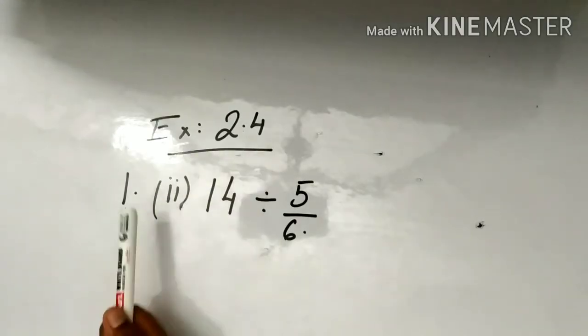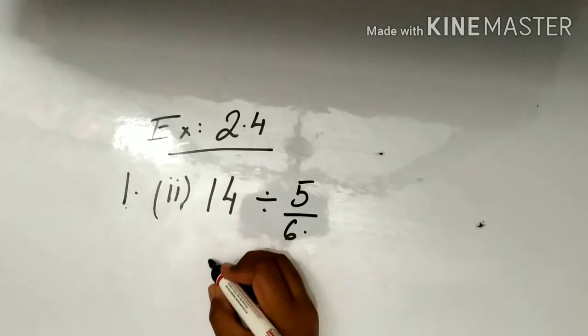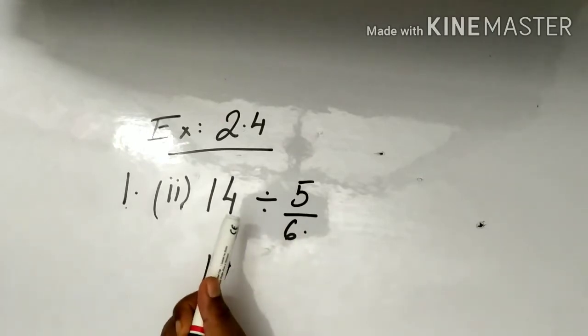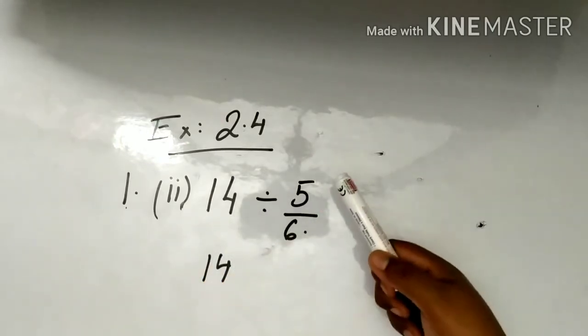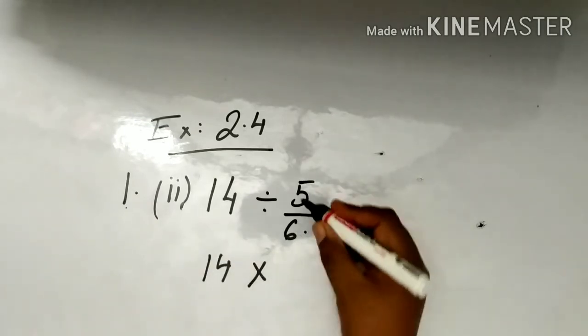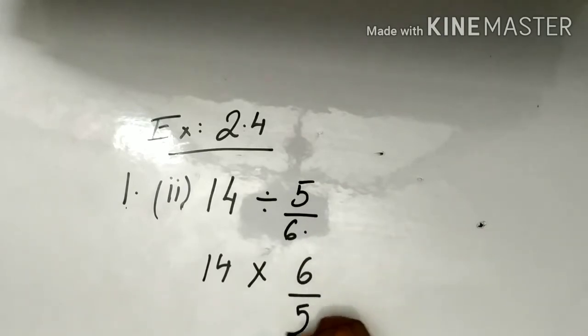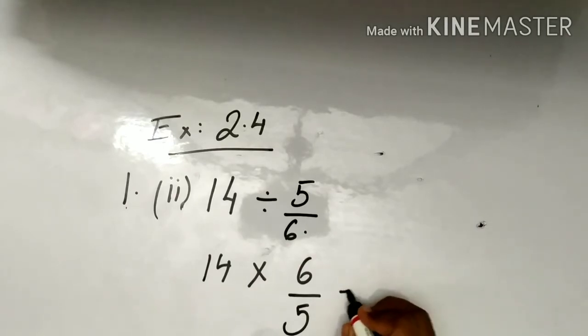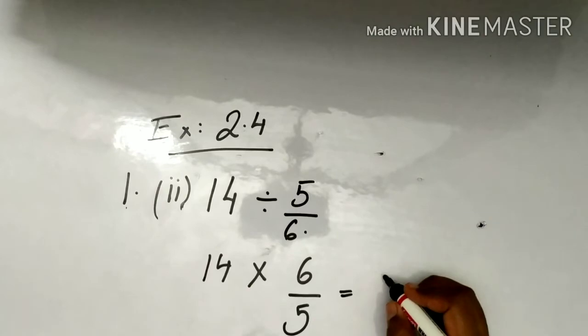In exercise 2.4, your first question, second part is 14 divided by 5/6. Okay. Now, what will you do? You will firstly do the reverse of this. That is the reciprocal. So it will become 14, and the inverse of division, that is multiplication, and write the reciprocal like this. Right? Now, can you divide this anywhere? No. So the next one will be 14 into 6. That will be equal to 84.